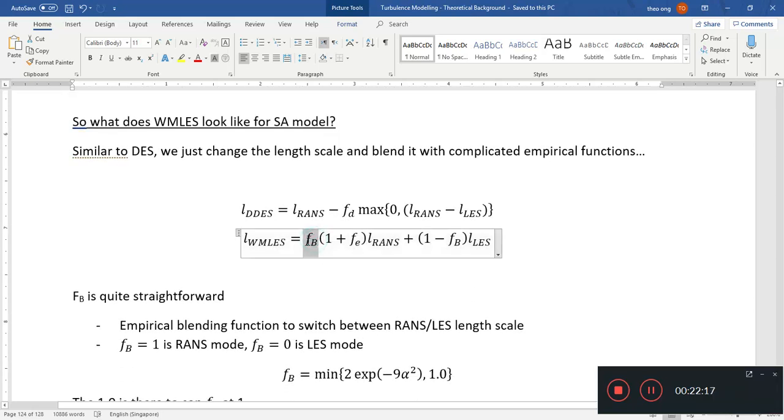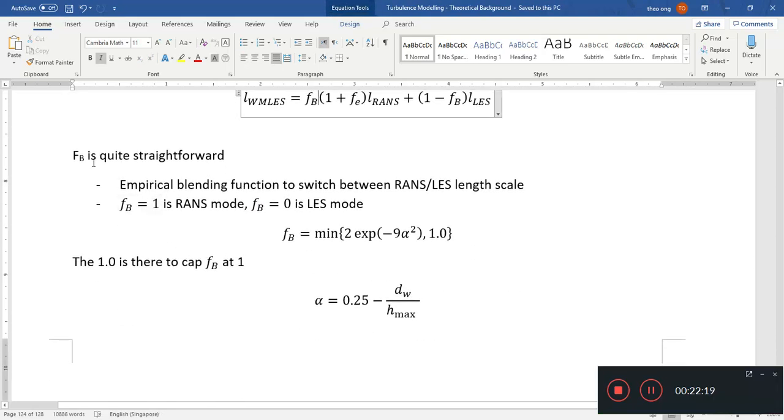So let's go through FB and what it looks like. Okay, FB is pretty straightforward. It's an empirical blending function to switch between the RANS and LES length scale. Again, FB equals 1 is the RANS mode, FB equals 0 is the LES mode. And I'll stop here because it's 22 minutes, and I'll continue the discussion in the next video.